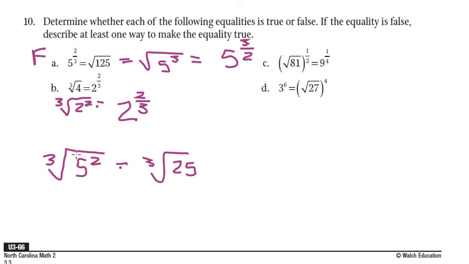So A was false. We went back down here. We made it true. B was true to begin with. All right, so we're moving on to C here. So for C, this is telling us that we have the square root of 81.